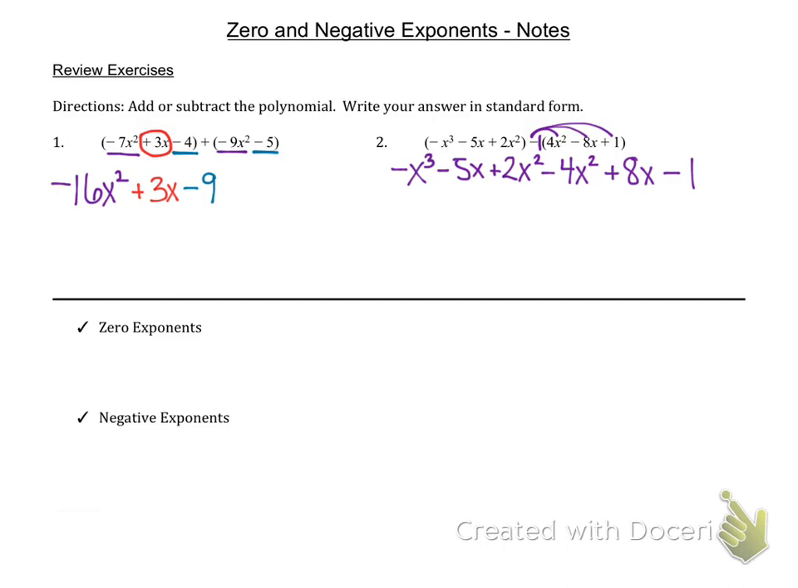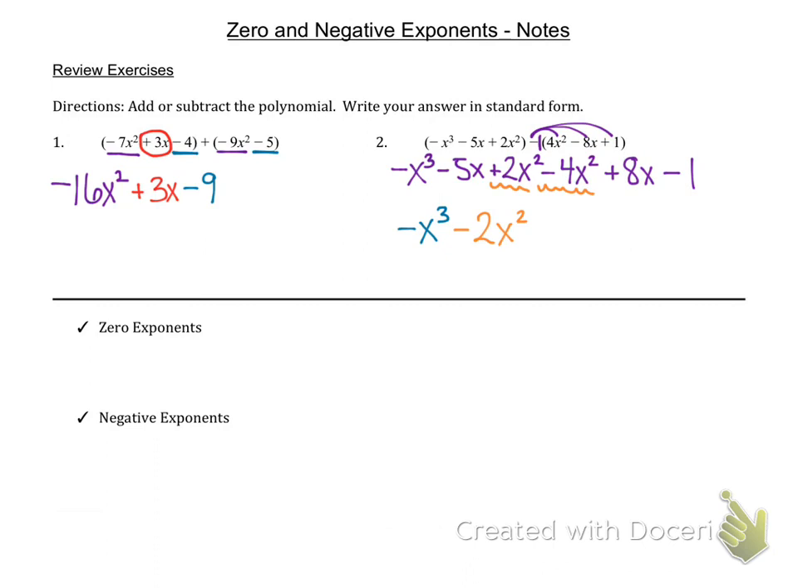Now I'm going to combine like terms starting with the highest degree. So I have negative x cubed, and there's nothing else to combine with that, so I'm going to write that first. Then I'm going to pick my next highest degree, which is my x squared. So I have a positive 2x squared and a negative 4x squared. That becomes a negative 2x squared.